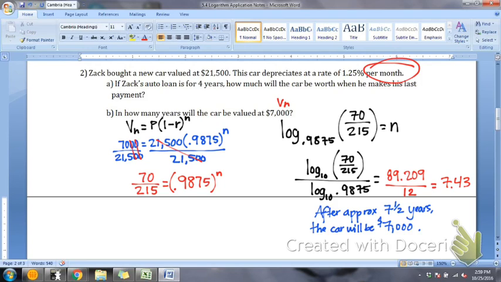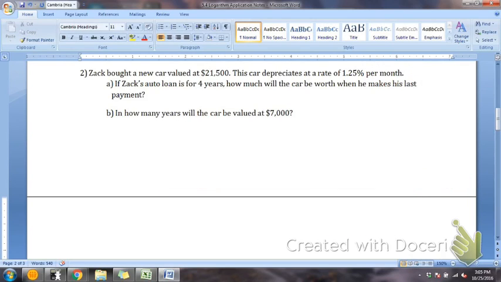Questions about that? What car did you get? I don't know. 21,000 Mazda something. Who knows? Okay. Let's do example three. Example three.